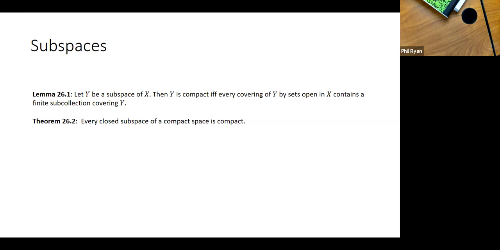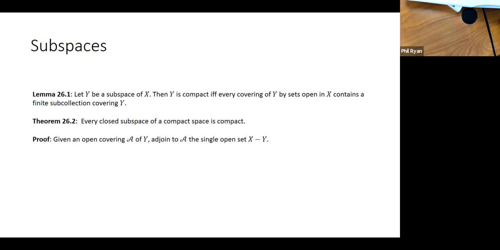So that lemma was just a useful technicality that we can use to prove the main result, that every closed subspace of a compact space is compact. Oh, hang on. Got to get my logic correct. No, we don't need that. We don't need 26.1 for 26.2. Okay. We want to show every closed subspace of a compact space is compact.